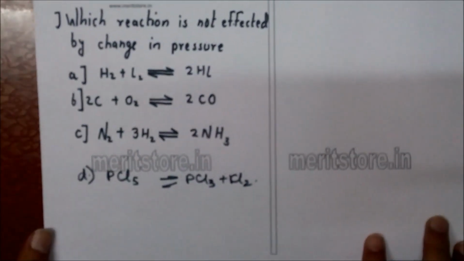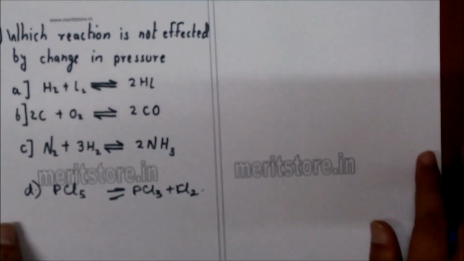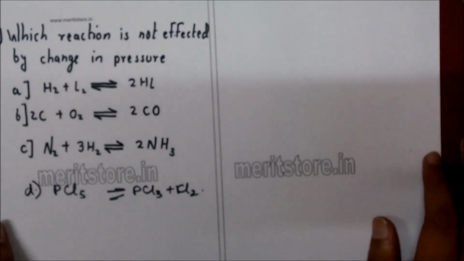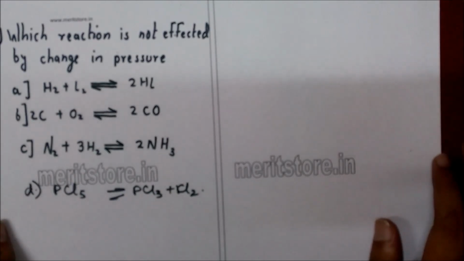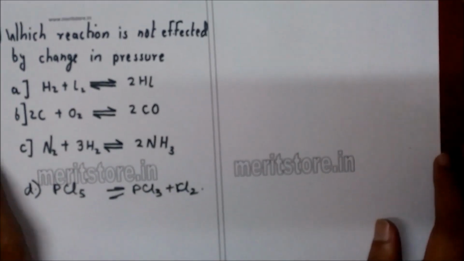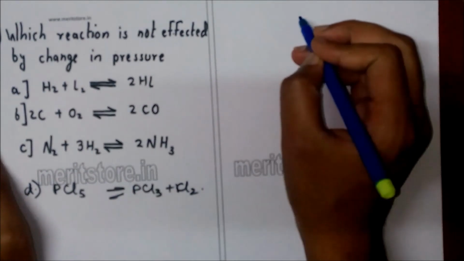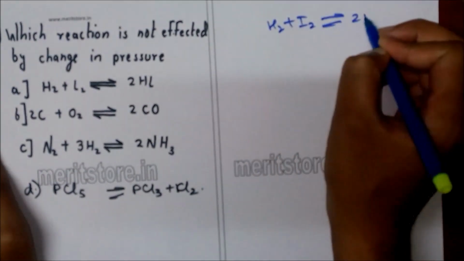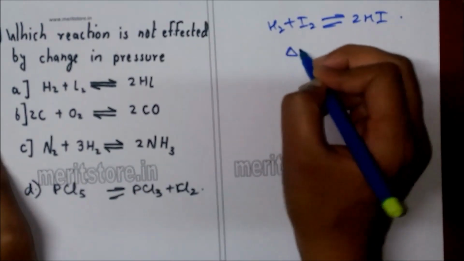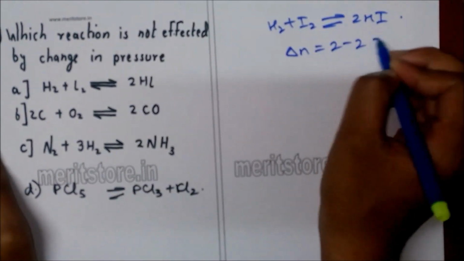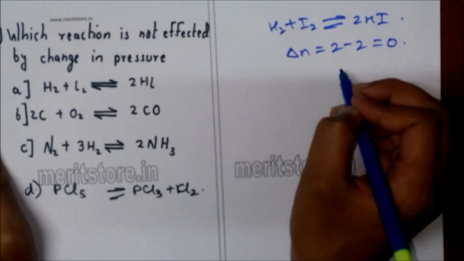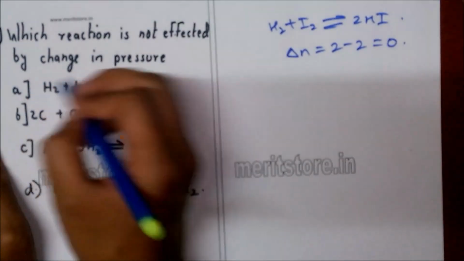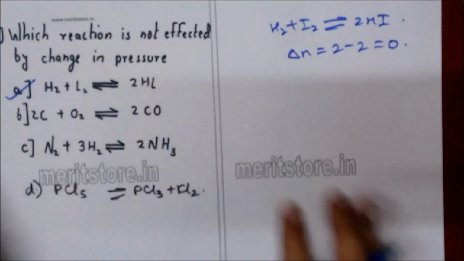Which of the following is not affected by change in pressure? A H2 plus I2 give 2HI, B 2C plus O2 give 2CO, C N2 plus 3H2 will give 2 ammonia, D PCl5 will give PCl3 plus Cl2. In the reaction number 1, H2 plus I2 will give 2HI, the change in number of moles is equal to 0. So this reaction is not affected by change in pressure, as the change in number of moles is equal to 0.